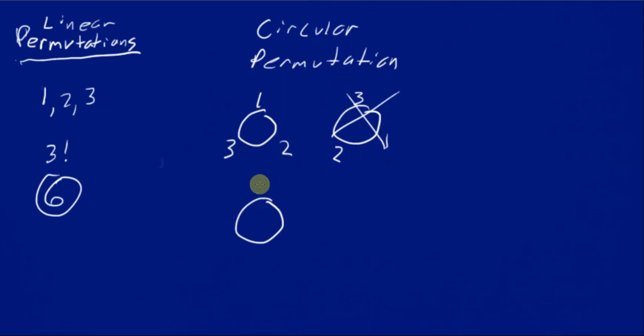If I did the 3 here, the 1 here, and the 2 here, well, that's a different permutation, because now to the right of 2, I have 3. I used to have 1. So that's different. And as it turns out, these are the only 2 different permutations of the numbers 1, 2, and 3, or any 3 objects in a circular permutation. And because of that circular permutation, because we have no beginning or end, we're going to go down to n minus 1 factorial.